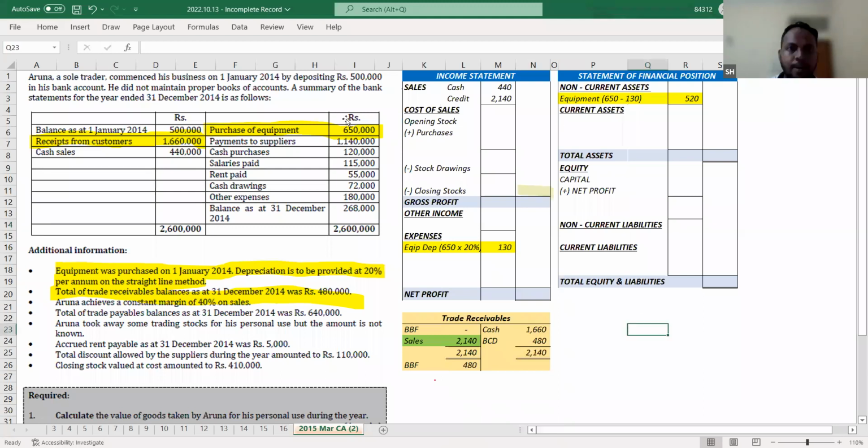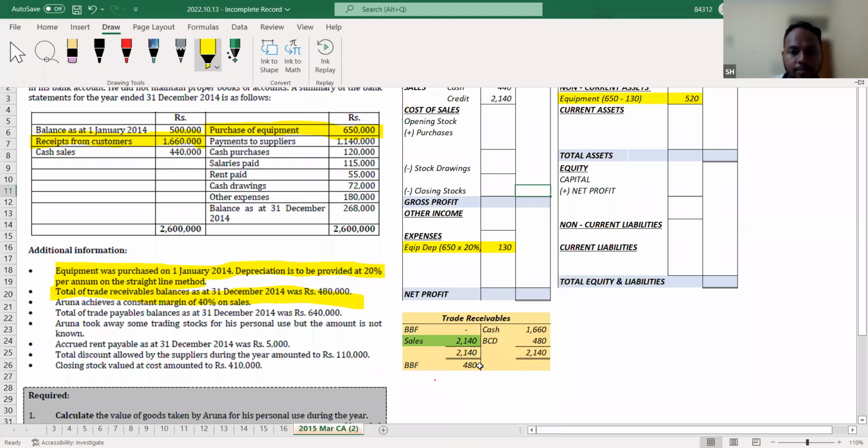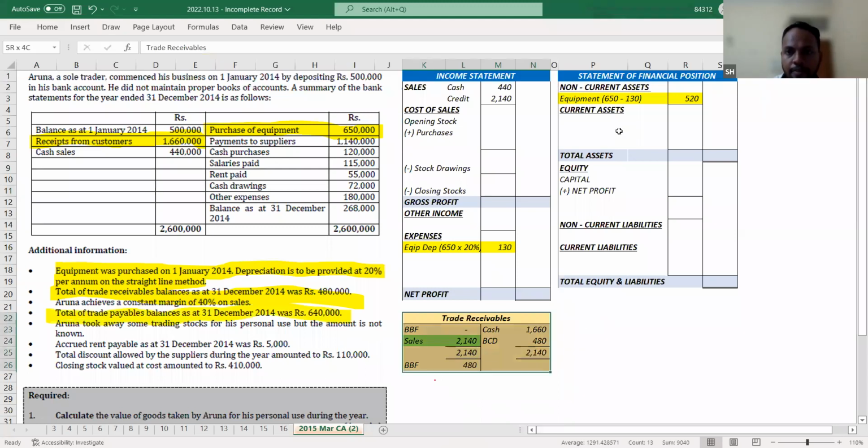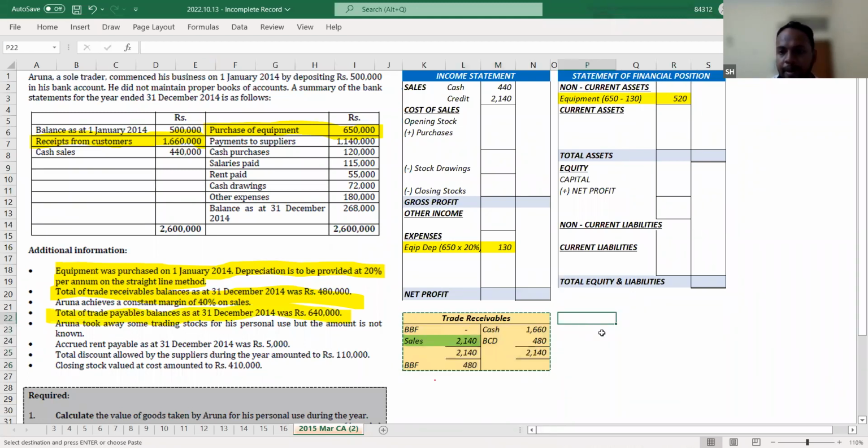Okay, right. Then the next part is Aruna achieves a constant margin of 40% on sales. So we will find out the cost of sales from that. Okay, that I'll do later. Total trade payables balance as at 31st December is 640,000. So similar to this, we can also find out the trade payables.